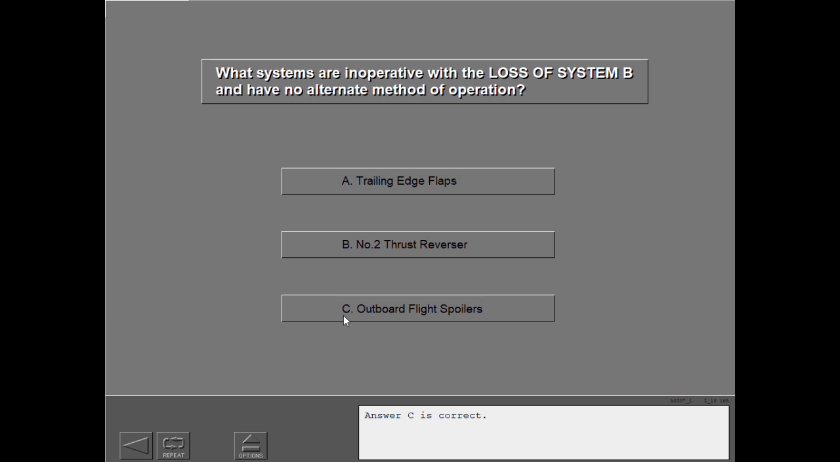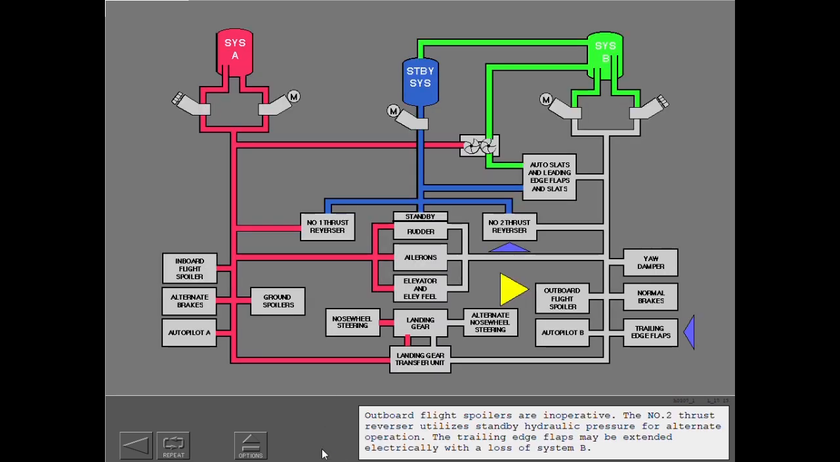Answer C is correct. Outboard flight spoilers are inoperative. The number 2 thrust reverser utilizes standby hydraulic pressure for alternate operation. The trailing edge flaps may be extended electrically with a loss of System B.